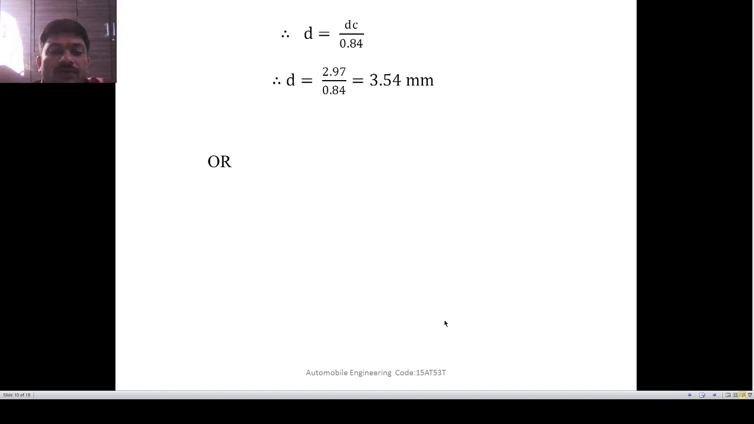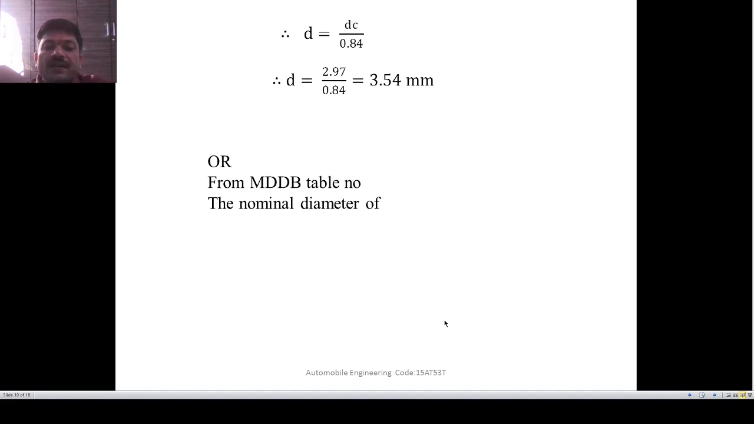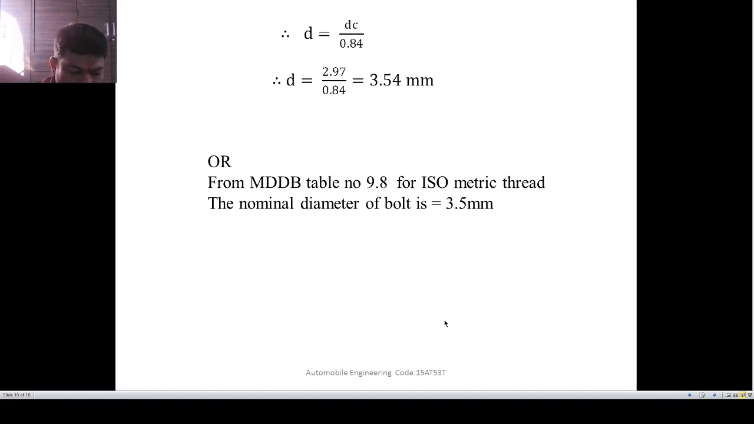Or you can also use the design data book for the nominal diameter. You open table 9.8, ISO metric, and look in the table. For the coarse series, you are getting 3.5 mm as the standard dimension of the nominal diameter of the bolt. So like that we are going to find the nominal diameter of the bolt.